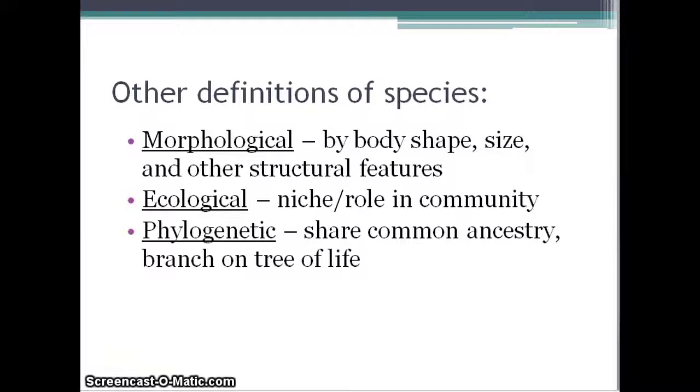Morphological, so basically talking about body shapes and sizes that are different. Ecological, basically talking about species that occupy different niches and have different roles in the community. And phylogenetic basically talks about how species share the same common ancestor, but they branch off from the common ancestor and form the tree of life. So basically they form their own clan, sort of, their own community, their own families.